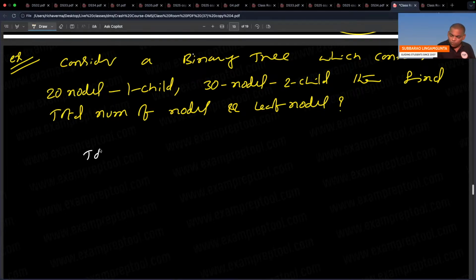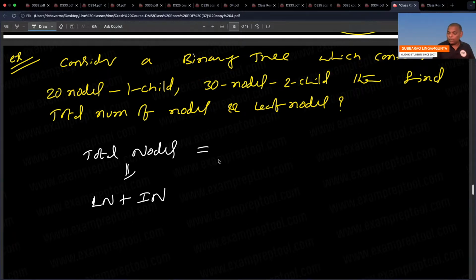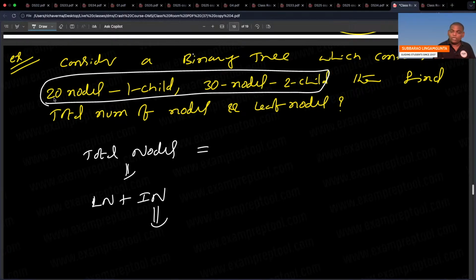I'm writing now. Total nodes is equal to leaf nodes plus internal nodes. That is the story. How many internal nodes are given? In a binary tree, an internal node means one child or two children. Check properly. How many nodes? 20 plus 30, that is 50. But leaf nodes, we don't know. We have to calculate.